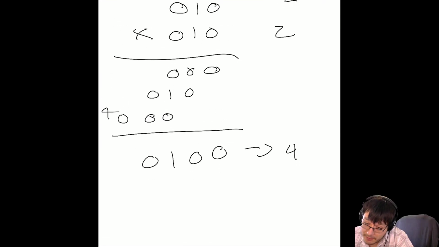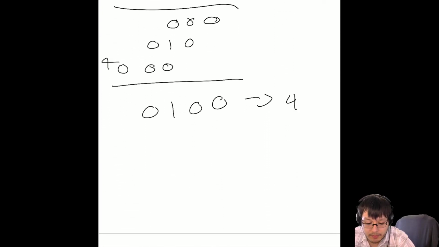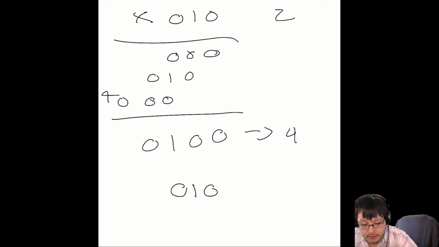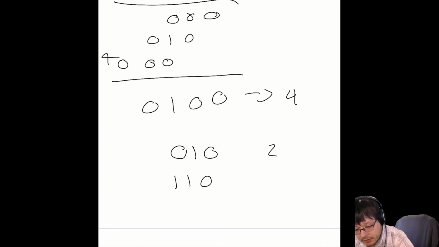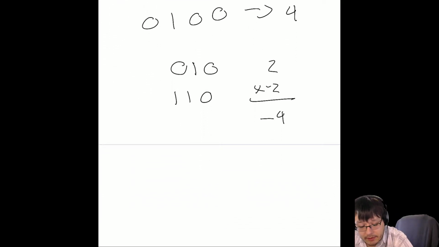Let's try to do it with a negative number, okay? So let's go ahead and do 2 times negative 2. Let's take the 2's complement of this. So this will be 1, 0, 1, plus 1 becomes 1, 1, 0. So that's the 2's complement of 2. Then we're going to basically do 0, 1, 0 times 1, 1, 0, okay? So this is basically 2 times negative 2. We expect to get negative 4 back, okay? And can this hold negative 4? Well, what is the 2's complement of 4? 4 would be this, and the 2's complement of that would be 0, 1, 1 plus 1, which would be 1, 0, 0.